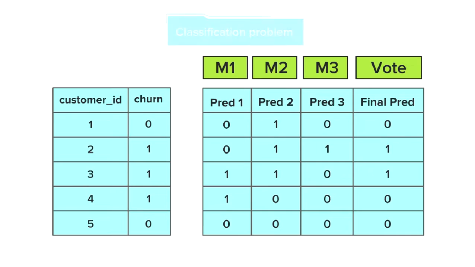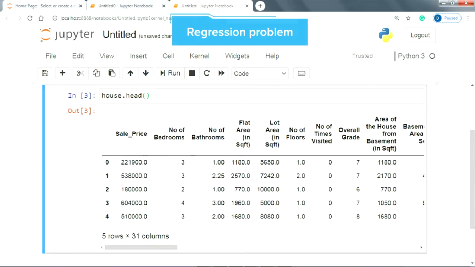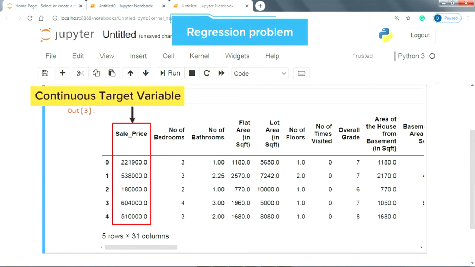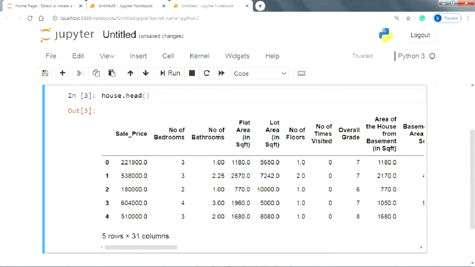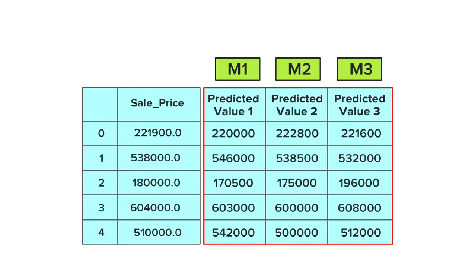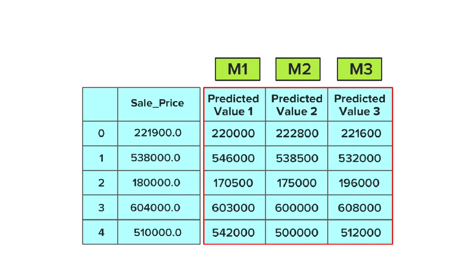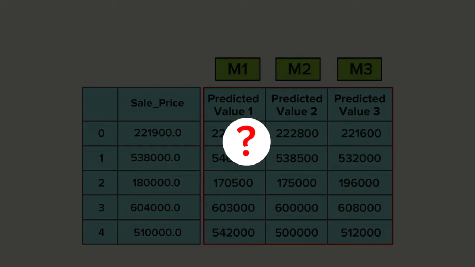But this voting technique would work with classification problems where the target variable is discrete. Now suppose we have a regression problem with a continuous target variable such as the housing prices dataset, as you can see here. Similar to the previous problem, we have a bunch of features and a target variable. But as said earlier, in this case the target variable is continuous and not discrete. And now when we build multiple models and predict the values, those values are also continuous. Here we obviously cannot take the vote of all the models, but each prediction is unique.